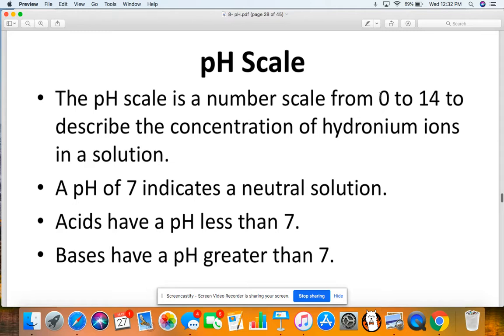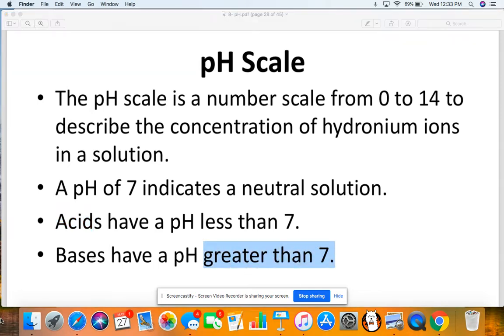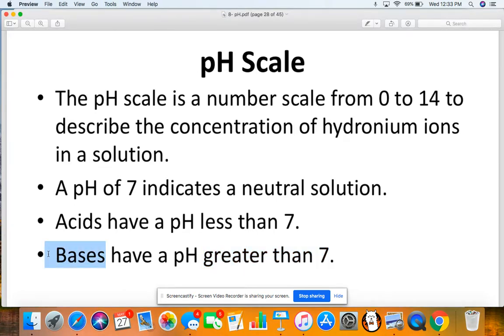The pH scale goes from 0 to 14. You can actually get lower than 0, and you can actually get higher than 14, but that's not very common. A pH of 7 indicates a neutral solution. Anything that's less than 7 is said to be acidic, and anything that is greater than 7 is said to be basic.